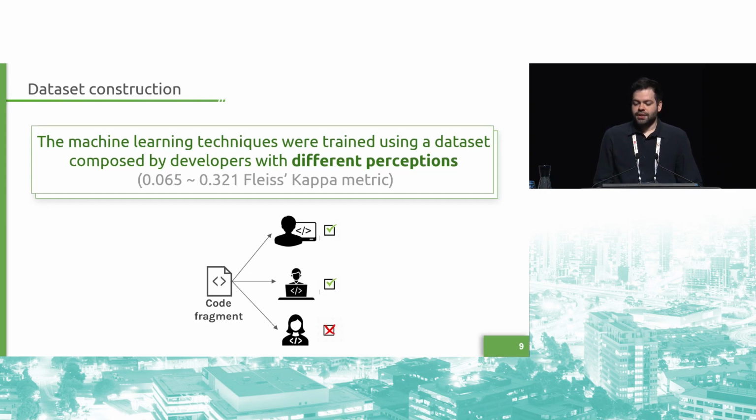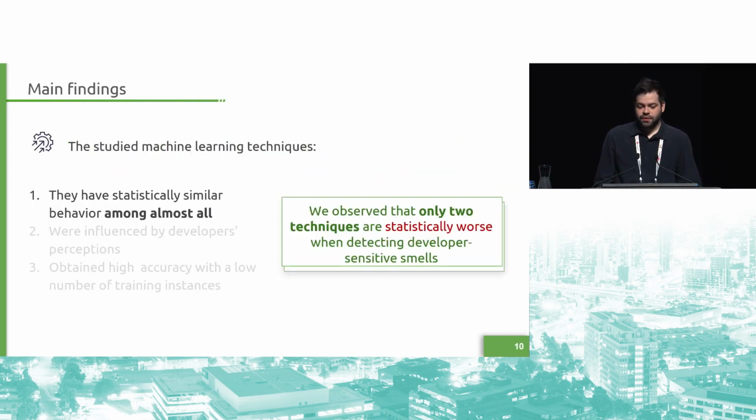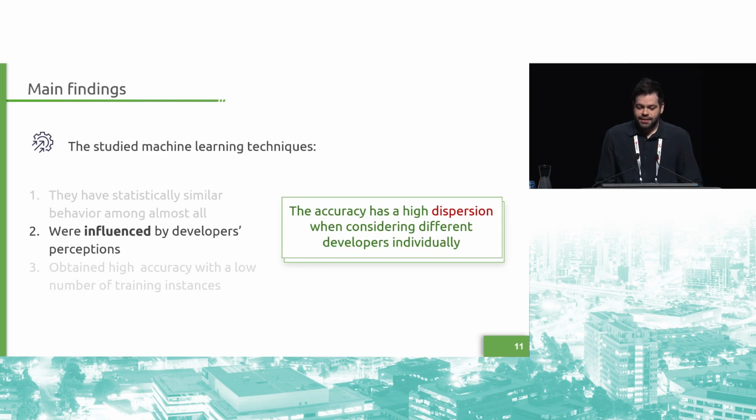Finally, we ran the techniques and we observed that almost all studied machine learning techniques have statistically similar behavior in this scenario of divergence. We observed that only 2 techniques are statistically worse when detecting developer-sensitive smells. In this way, we couldn't determine only one specific technique to be recommended for all smell types evaluated. Also, the techniques were influenced by developers' perception.